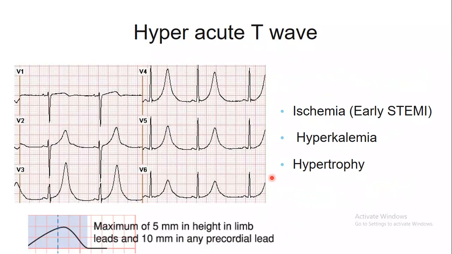On the other hand, if we have a very tall, big T wave, this is also abnormal. The definition of hyperacute T wave is T wave voltage of more than 5 mm in limb leads or 10 mm in precordial leads. Differential diagnosis includes very early signs of acute ischemia, hyperkalemia, and hypertrophy.